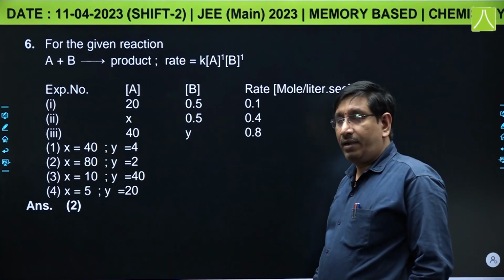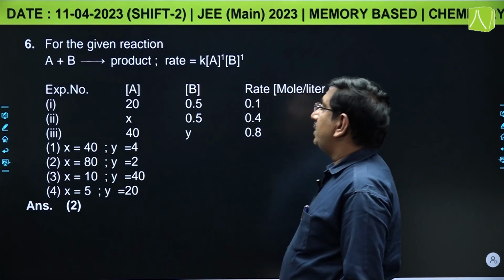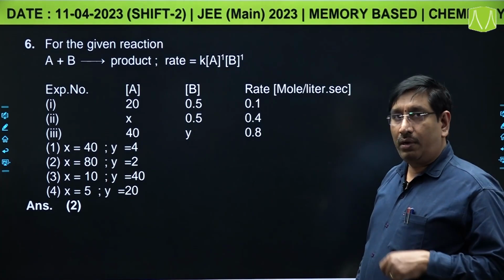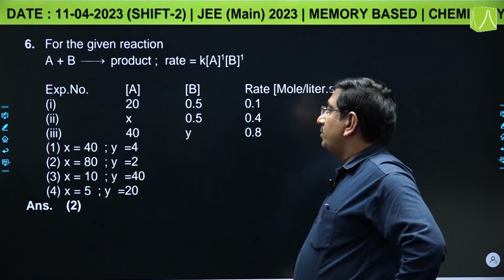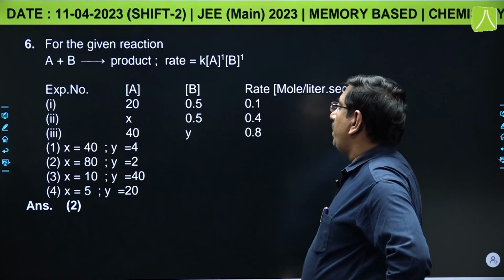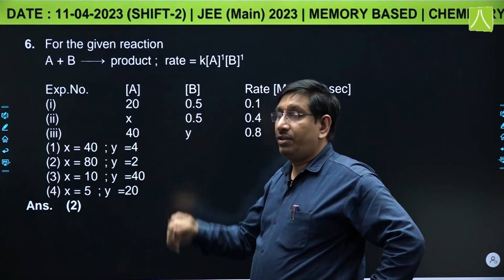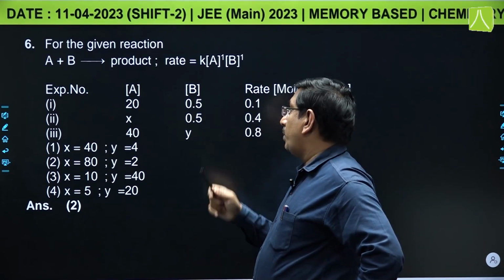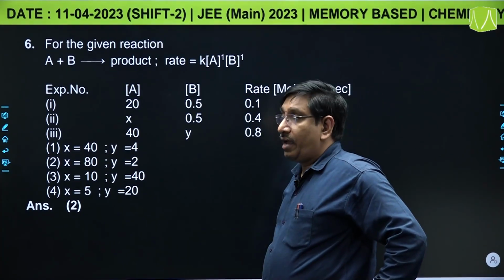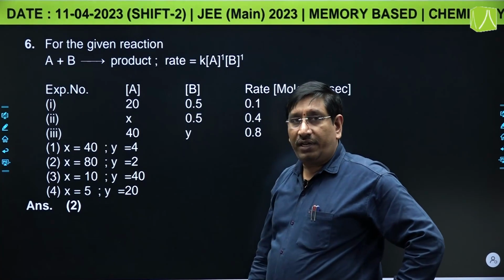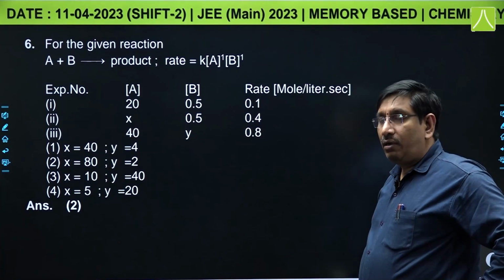This is from chemical kinetics, a frequently asked question. A plus B gives product and the rate equation is given as K into A power 1 into B power 1. Now, in experiment 1, A concentration is given as 20, B concentration is 0.5 and rate is 0.1. In experiment 2, A concentration is X and B concentration is 0.5 and rate is 0.4. In the third experiment, A concentration is 40, B concentration is Y and rate is 0.8. We have to find X and Y.